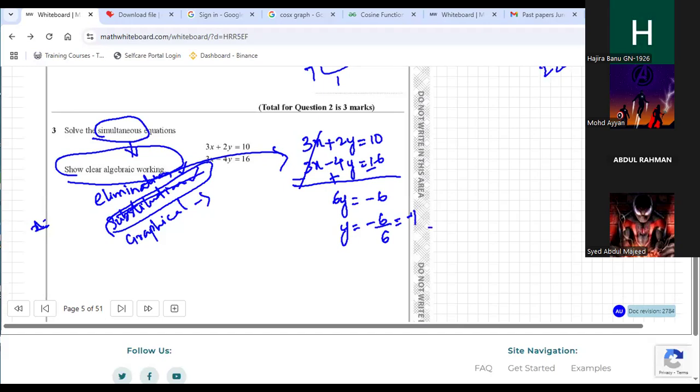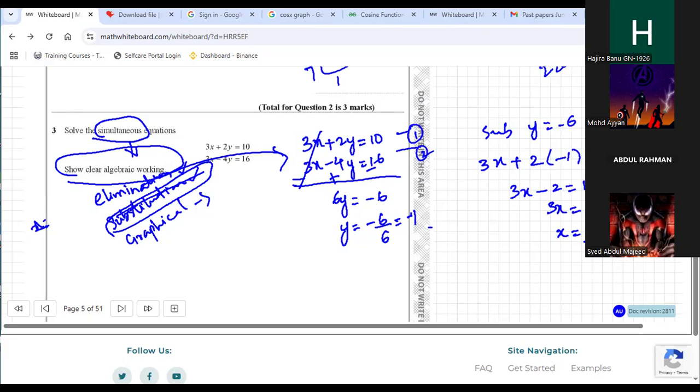Now that value we will substitute in any equation. Let me put this as equation 1, equation 2. So substitute y equal to minus 1 in equation 1. So 3x plus 2 into, in place of y, minus 1 equals 10. 3x minus 2 equals 10, and then 3x equals 10 plus 2, which becomes x equals 12 over 3.